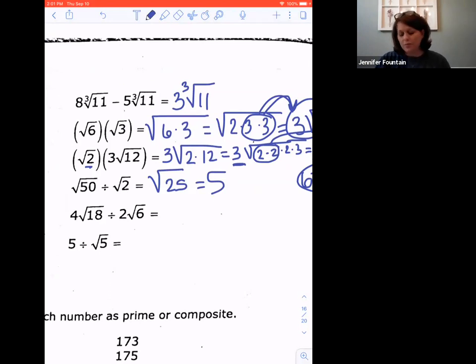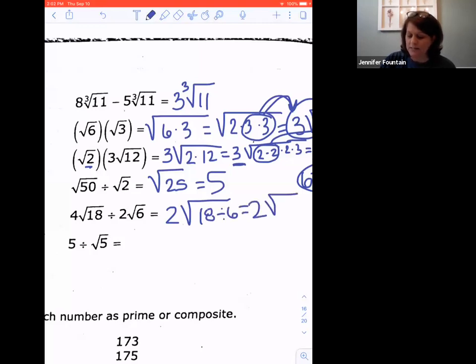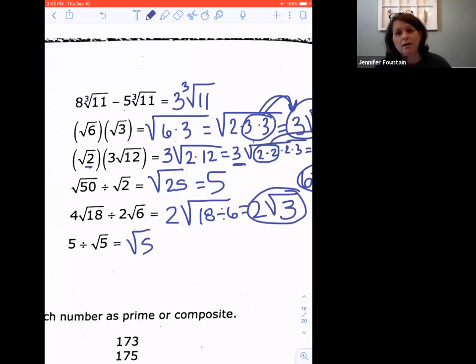4 times the square root of 18 divided by 2 times the square root of 6. 4 divided by 2 is 2. And then under the radical, I'd have 18 divided by 6. And 18 divided by 6 is 3. So I have 2 times the square root of 3. And then 5 divided by the square root of 5 is the square root of 5. How'd y'all do? Any questions? Did y'all do okay? Awesome.